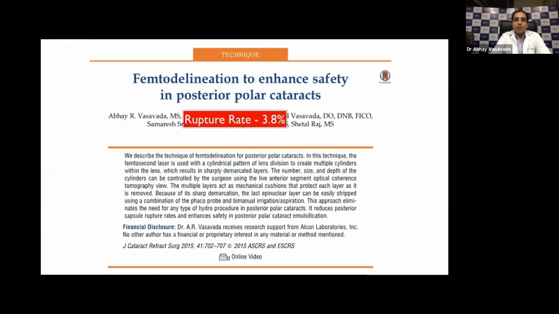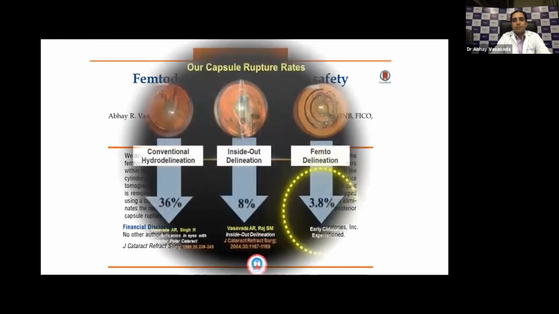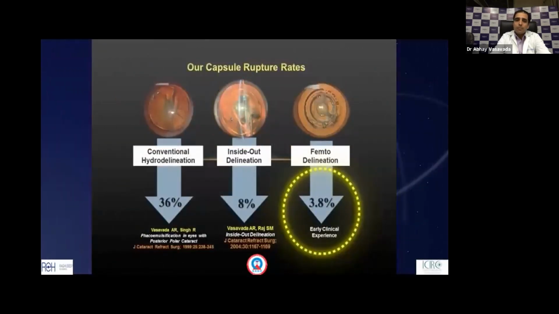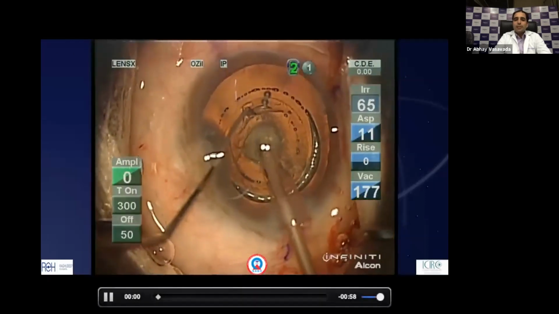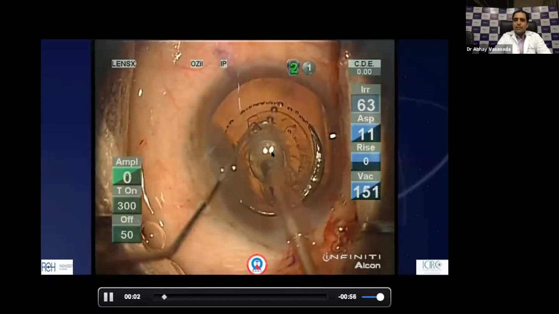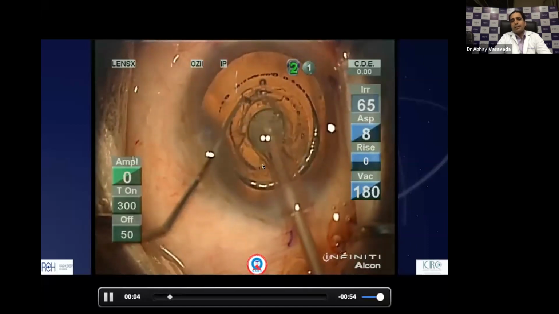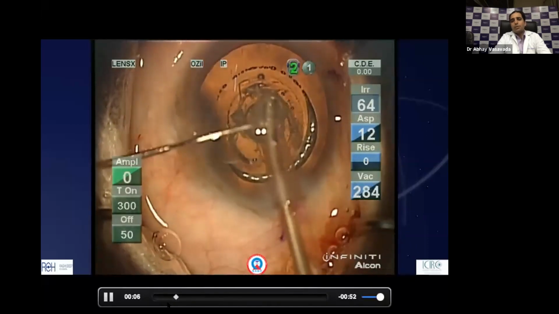And what we found was that our rupture rate has gone down significantly from 8 to 12%, which we reported with inside-out delineation, to less than 4% with femtodelineation. From conventional to inside-out to femtodelineation. And this is a surgical video to show the same, that each zone of the pre-divided nucleus is removed from the cushion of the other.